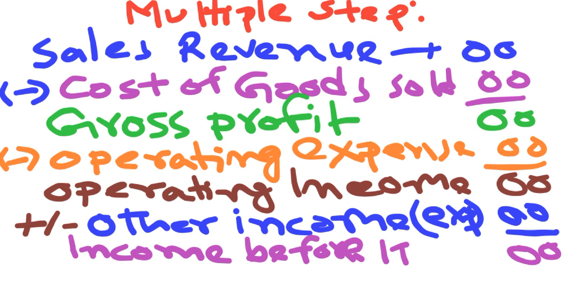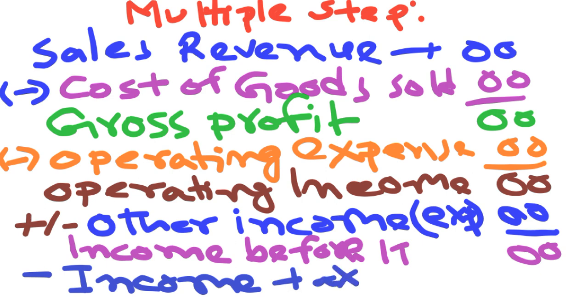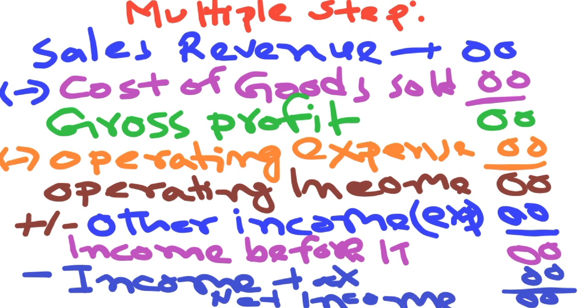Now we will subtract income tax. After subtracting income tax, we get the net income, and this is our net income. Okay, this is the end of the multiple and single step income statement pro forma.